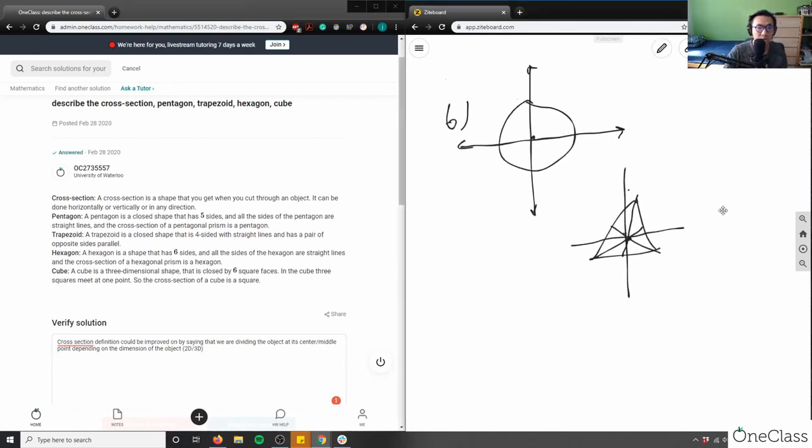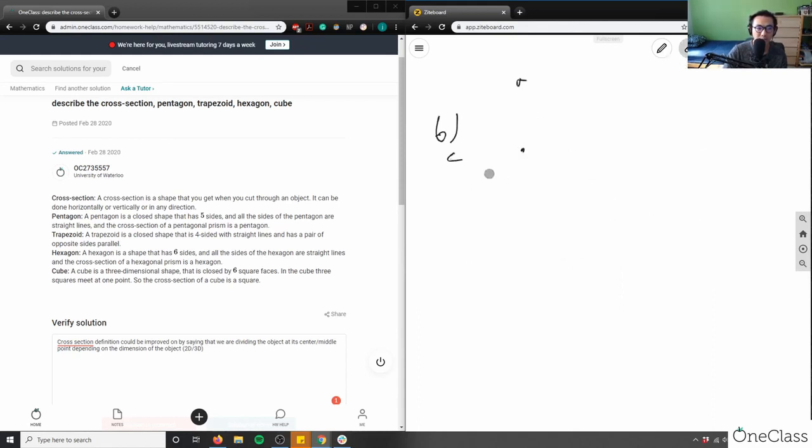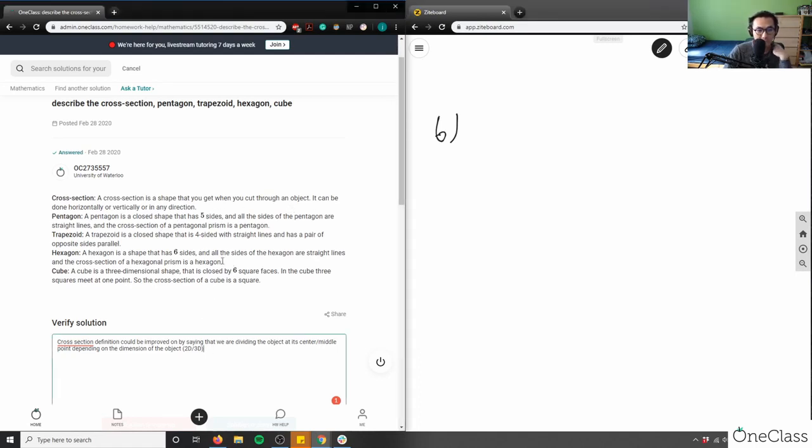And then pentagon, let's see. A pentagon is a closed shape with 5 sides, and the sides of the pentagon are straight lines. And the cross-section of a pentagonal prism is a pentagon. So again, 5 sides, that's good. I would have liked maybe them to describe the interior angles, but I don't know if that's the scope of this question. So I'm going to say the sides, and I think that's okay as well. So I think the pentagon definition is okay.